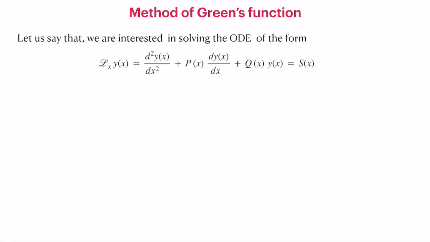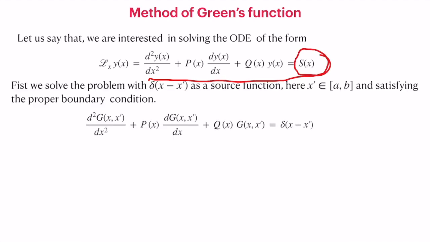Let us say we are interested in solving a second order inhomogeneous differential equation of the form given here. This is the general form except with the source term added. Now the idea is first to replace the source function s of x by a delta function, delta of x minus x prime, where x prime is inside the interval a and b. We know that if x prime is outside the interval, it's not going to do anything. It is equivalent to having a source term 0.